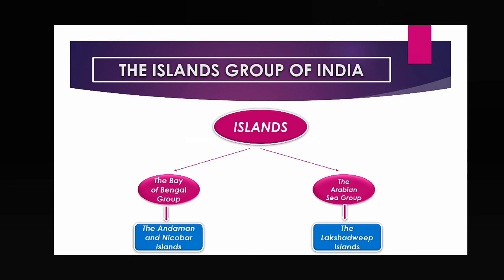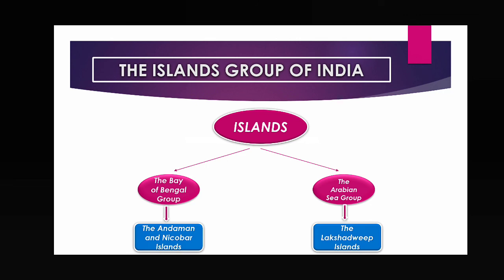The administrative headquarter of the Andaman and Nicobar Islands is Port Blair. Why is it called the administrative headquarter? Because Andaman and Nicobar Islands and Lakshadweep both are Union territories. That's why the administrative headquarter of the Andaman and Nicobar Islands is Port Blair. Andaman Nicobar Islands are a combination of 572 islands.